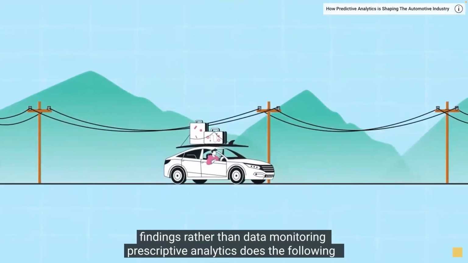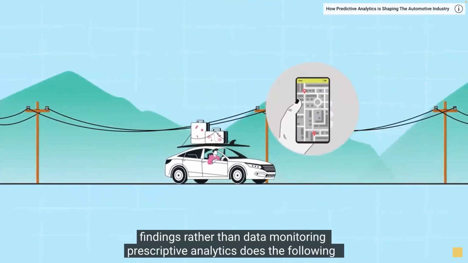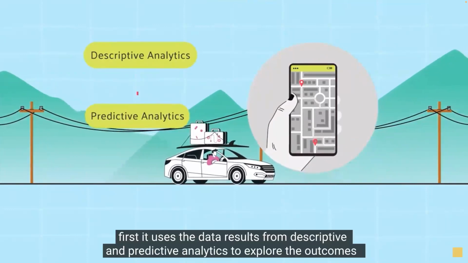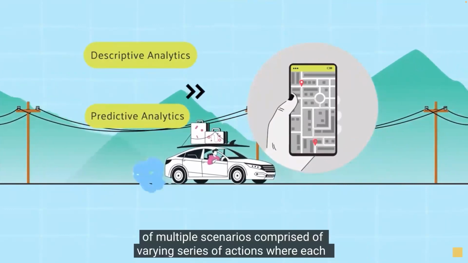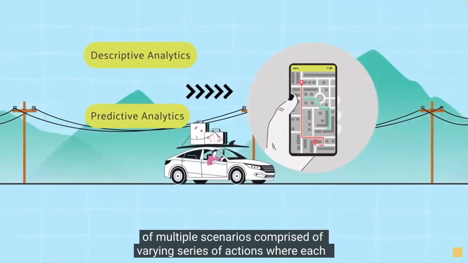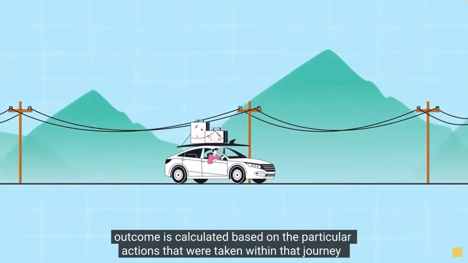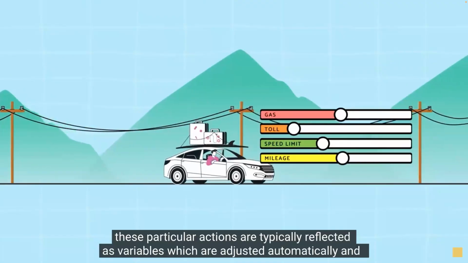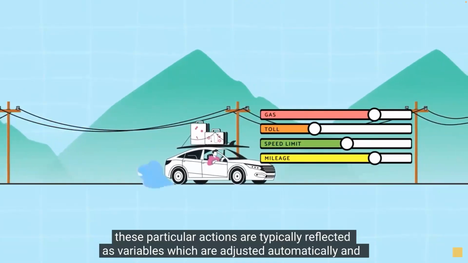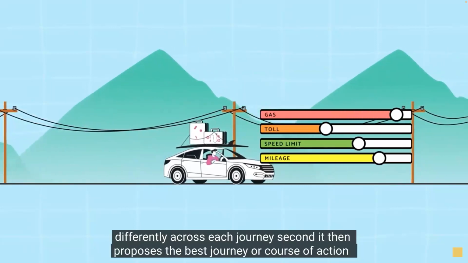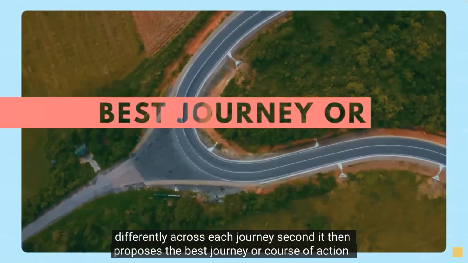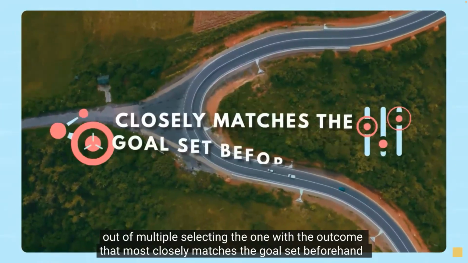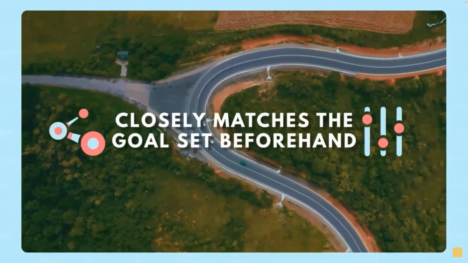Focusing on actionable findings rather than data monitoring, prescriptive analytics does the following. First, it uses the data results from descriptive and predictive analytics to explore the outcomes of multiple scenarios comprised of varying series of actions, where each outcome is calculated based on the particular actions that were taken within that journey. These particular actions are typically reflected as variables, which are adjusted automatically and differently across each journey. Second, it then proposes the best journey or course of action out of multiple, selecting the one with the outcome that most closely matches the goal set beforehand.